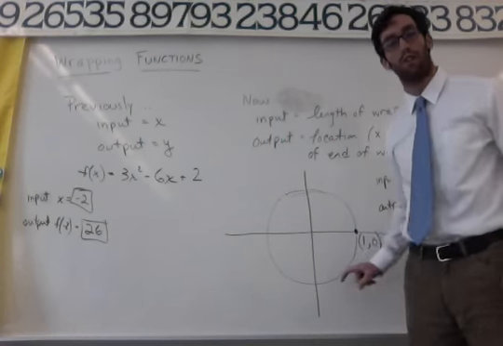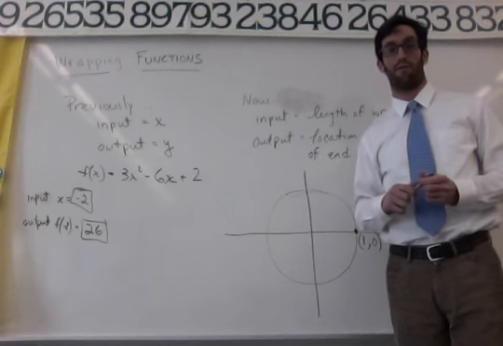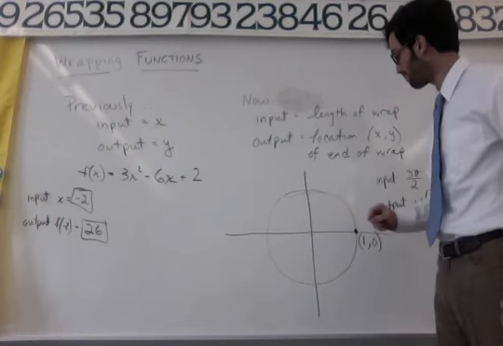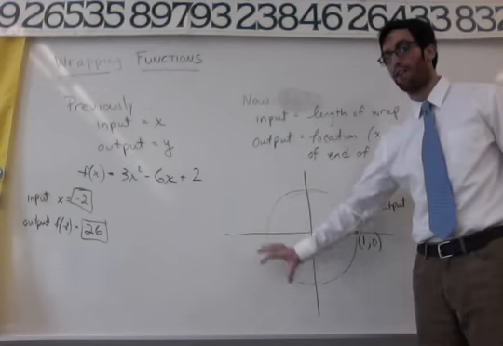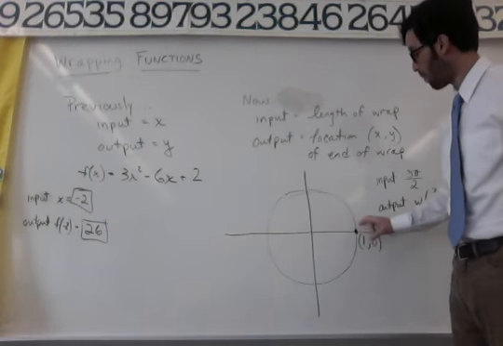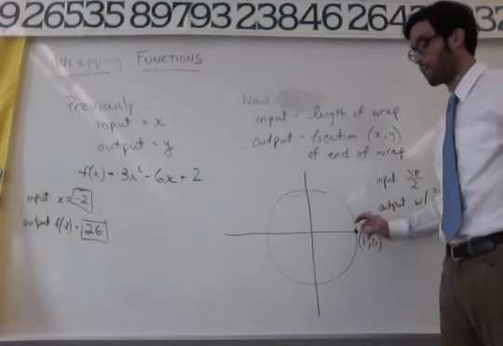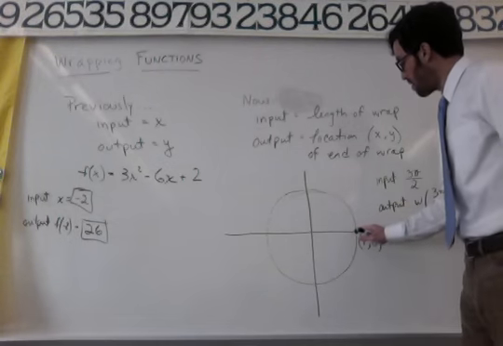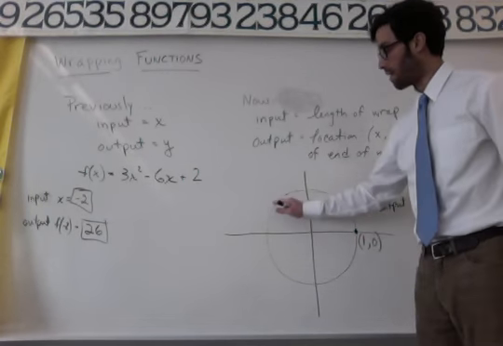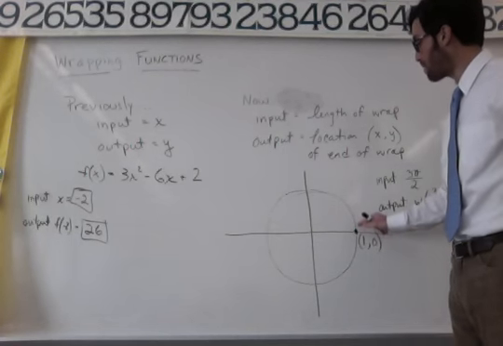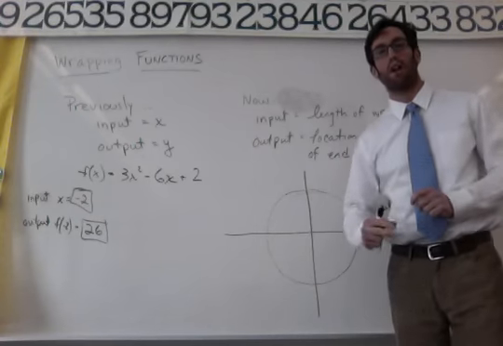This is what's called the unit circle. It's a circle of radius 1, hence the name unit circle, 1 unit. So we're always starting at the point 1, 0. That's on the initial side. And then if we're talking about the length of a wrap, we're talking about the distance we've come from this point around the circle. So it's all about circumference.